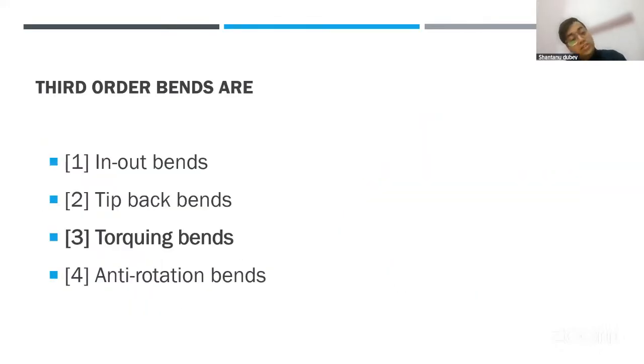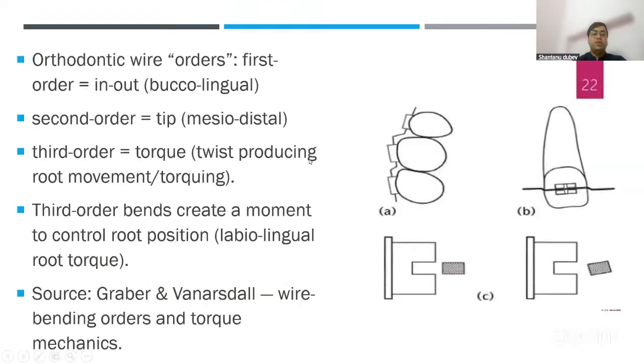Now the order bends: third order bend, first order bend, second order bend. So the question is about the third order bend. Is it an in-out bend? Is it a tip-back bend? Is it a docking bend or anti-rotation bends? Okay, look at this. The first order bend is the in-out bend when we are trying to get a tooth out or in. In this case, a step-out bend has been given in both the teeth here in diagram A. So this is an in-out bend and hence a first order bend. Second order bend is tipping, like here, look at this B.